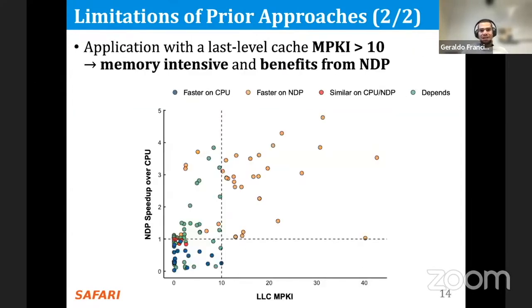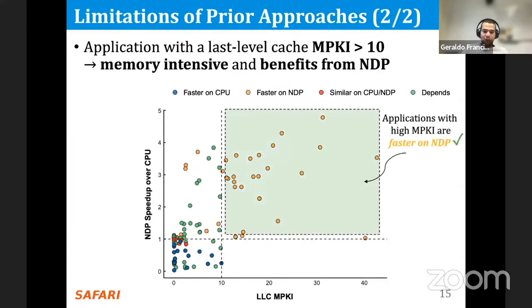Next, we are going to analyze another metric utilized to identify data processing suitability. Many prior works have said that applications with a high last level cache misses per kilo instructions, where high usually means a value larger than 10, can benefit from data processing. So we check this assumption by evaluating the speedup provided by NDP in a general purpose NDP system for a large number of applications, which we have here on the y-axis, and the application MPKI on the x-axis. We make the following observations.